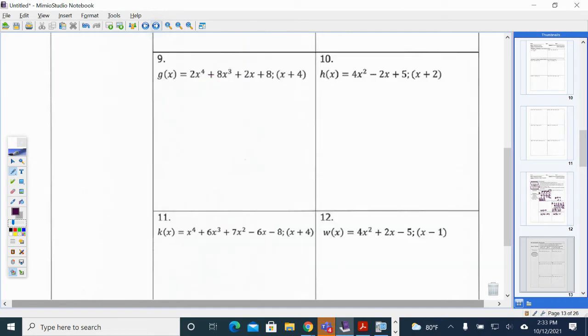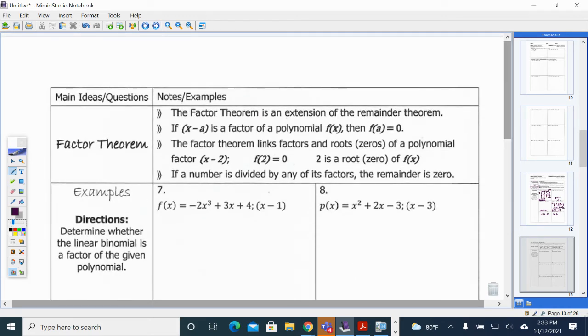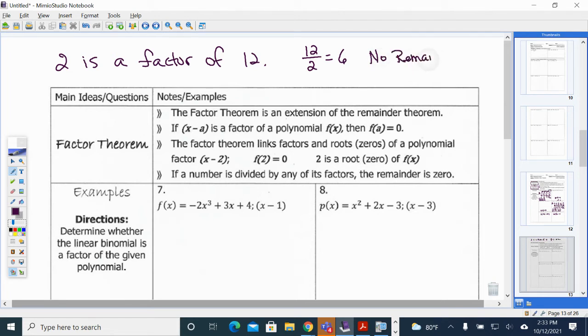What I want to talk about now is the factor theorem. If I were to say something like 2 is a factor of 12, the reason why 2 is a factor of 12 is because 12 divided by 2 is equal to 6 with no remainder. It divides evenly. And that's the whole premise behind this factor theorem.